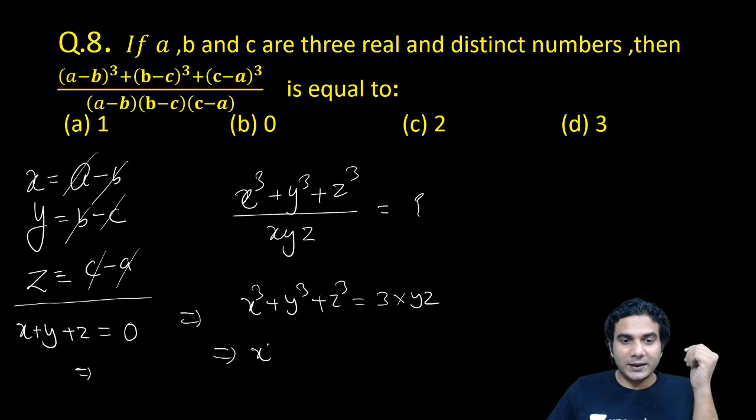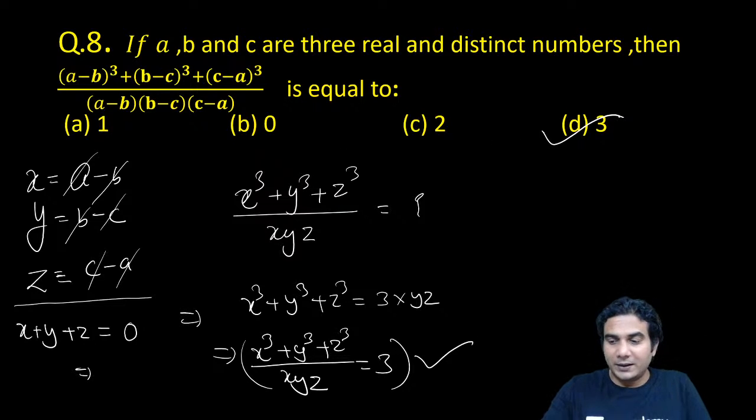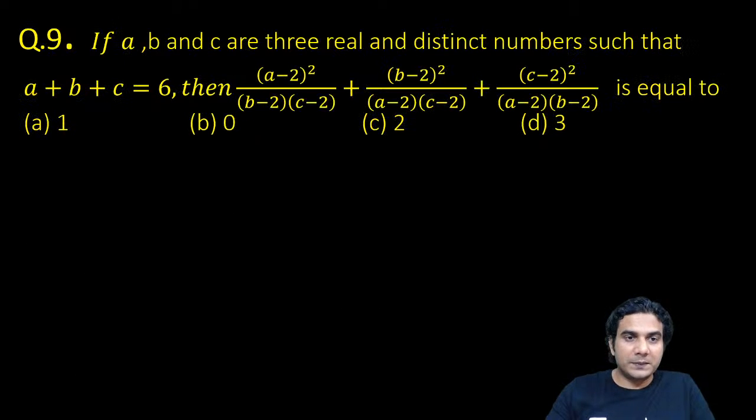So you have got the answer, right? So x cube plus y cube plus z cube divided by xyz is equal to 3. All right. So 3 is the answer. 3 is the correct answer. So this was the problem. Okay. Now let's see another problem, similar type. Let's see if you can figure it out.